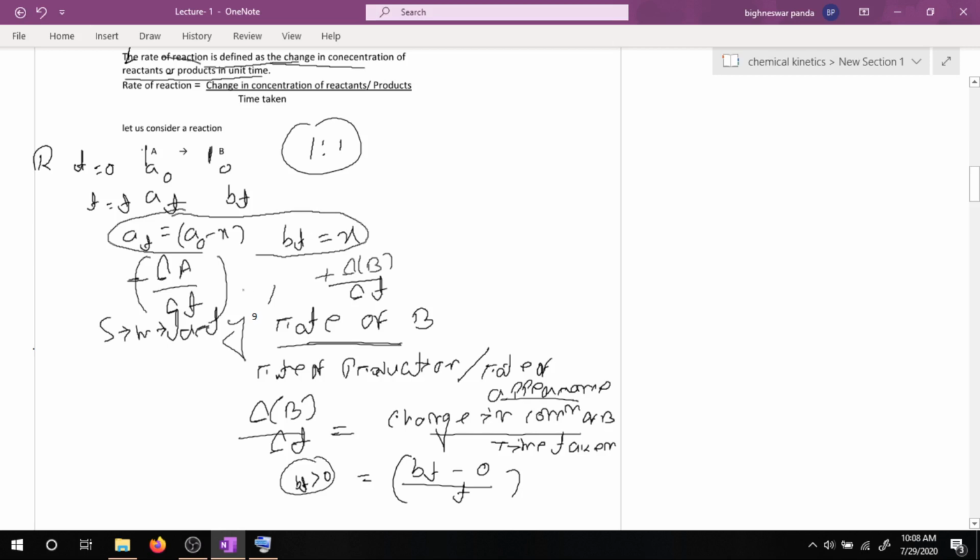So minus delta A by delta t is the rate of A and plus delta B by delta t is the rate of B. In other words, change in concentration of A is also called rate of A or rate of consumption or rate of disappearance, whereas change in concentration of B is also called rate of B or rate of production of B or rate of appearance of B.